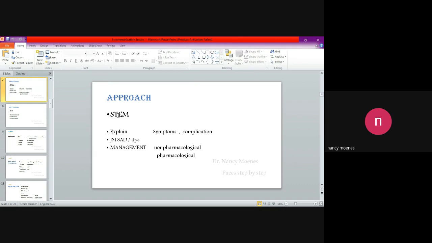Then SAD. What is SAD? Smoking, alcohol, driving. We used to use this, JESSAD. But because you now have 10 minutes, you need to adjust. JES, this job, impact, social, is for all patients you need to ask about.